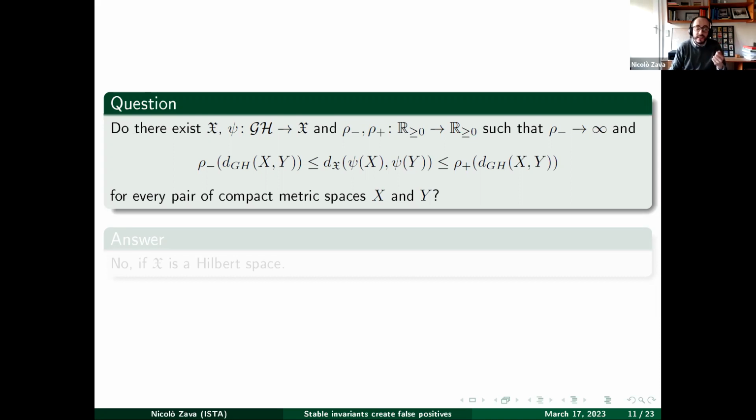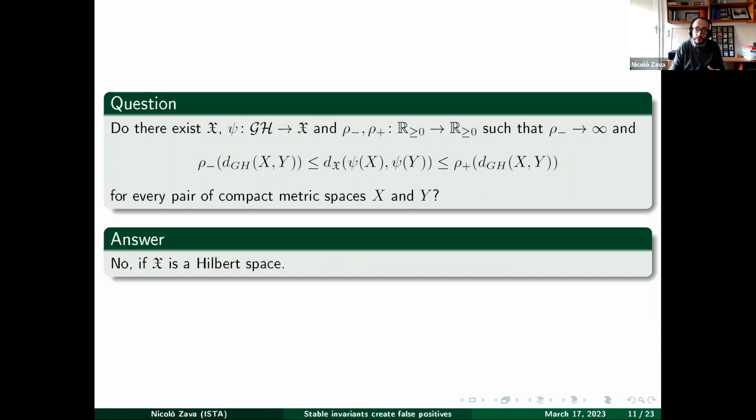And the answer is, even though rho minus and rho plus do not have to be Lipschitz functions, they do not have to be constant functions, they can be whatever, so it's quite a weak requirement, the answer is still going to be no, if we want the target space to be a Hilbert space. So it's not a matter of not having found the right invariant yet; this right invariant cannot exist.